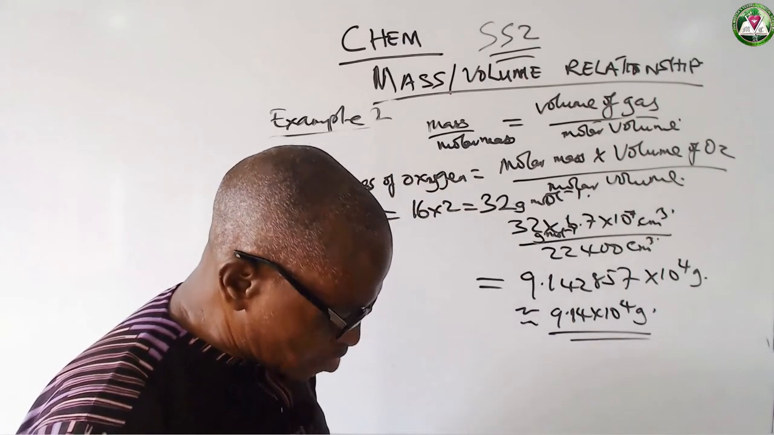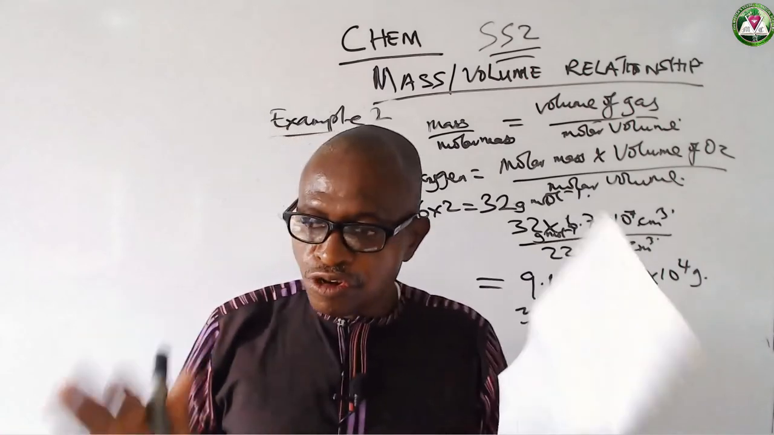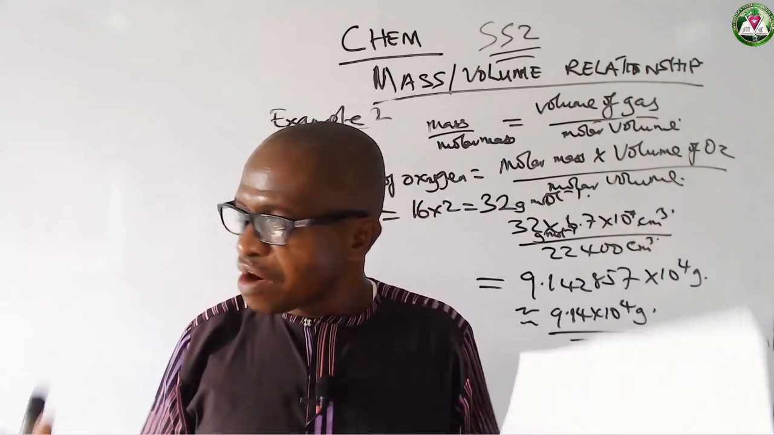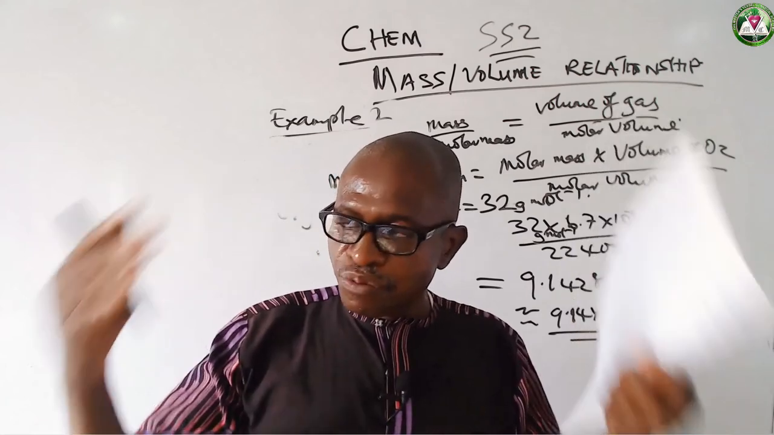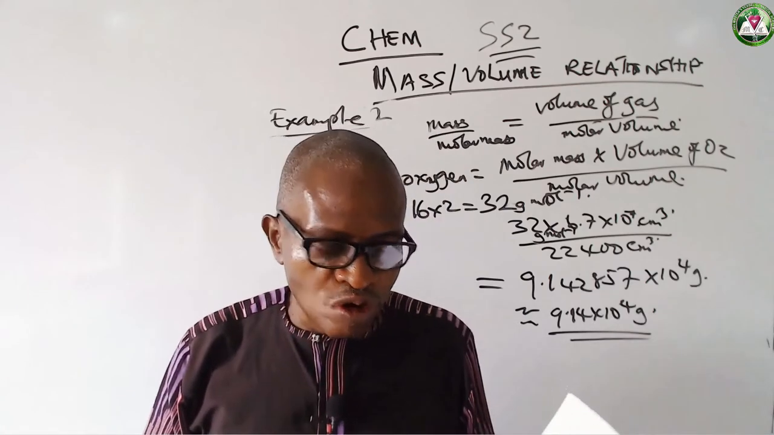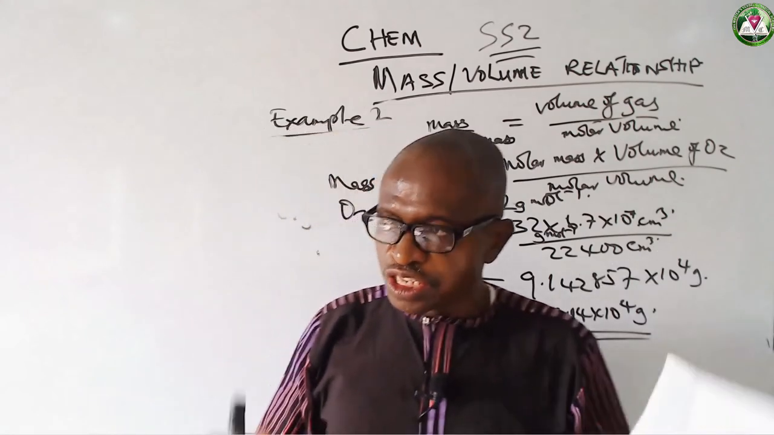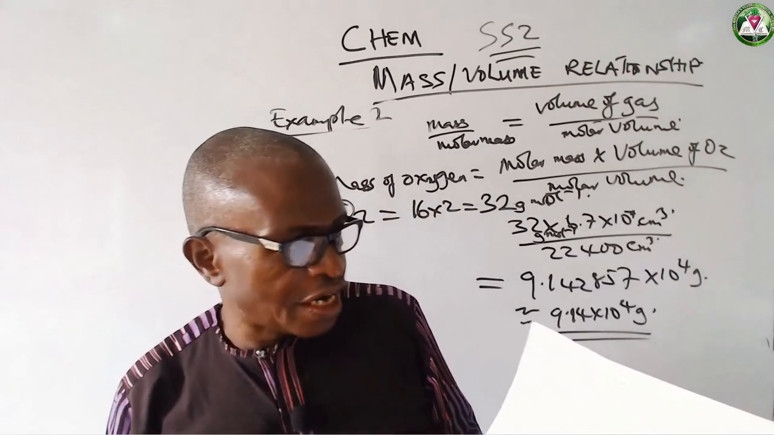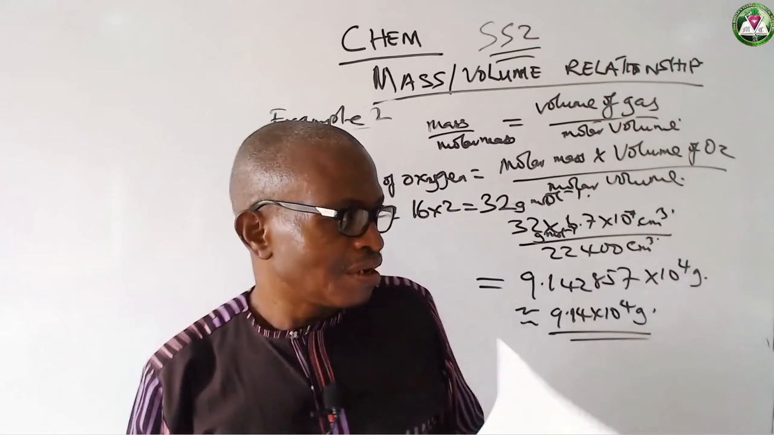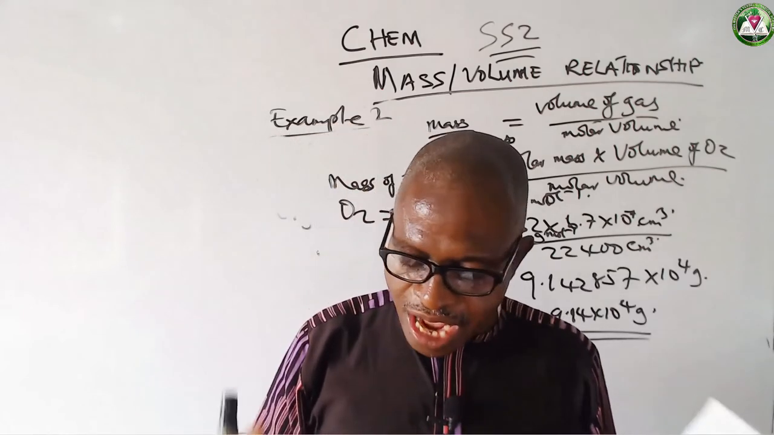All right, let me rehearse what we have done. For you to do this mass volume relationship, you must know your formulas, and I've written many of them even before now. We know that number of moles is equal to mass over molar mass. Number of moles is equal to volume of gas over molar volume. Number of moles is equal to number of atoms over Avogadro's number. All these equations, you must know them. When you know them, depending on the question they ask you, you will know the one that is appropriate.